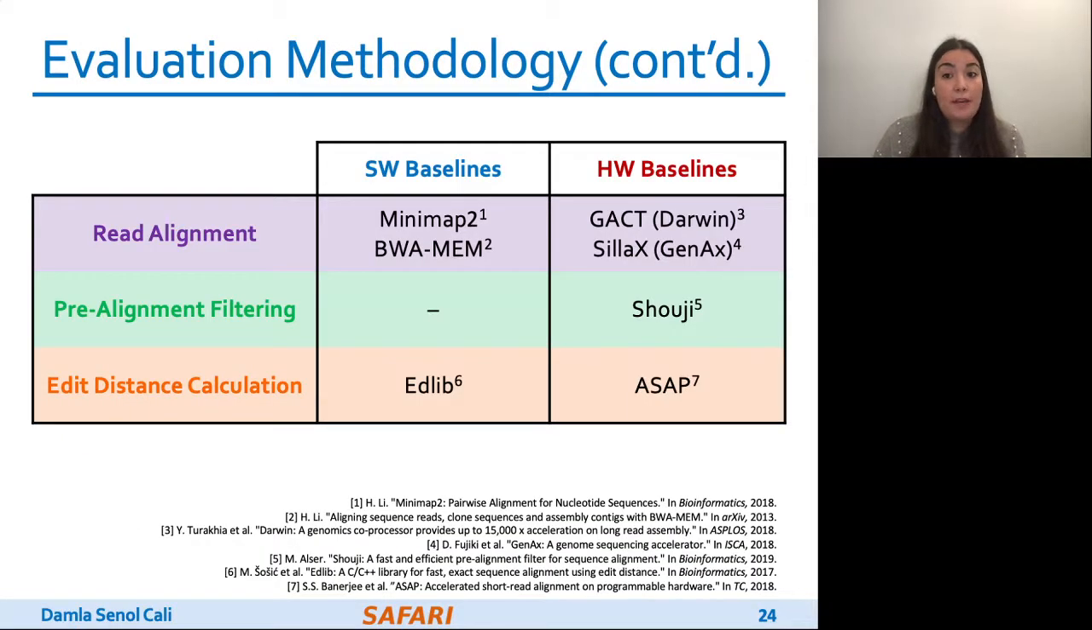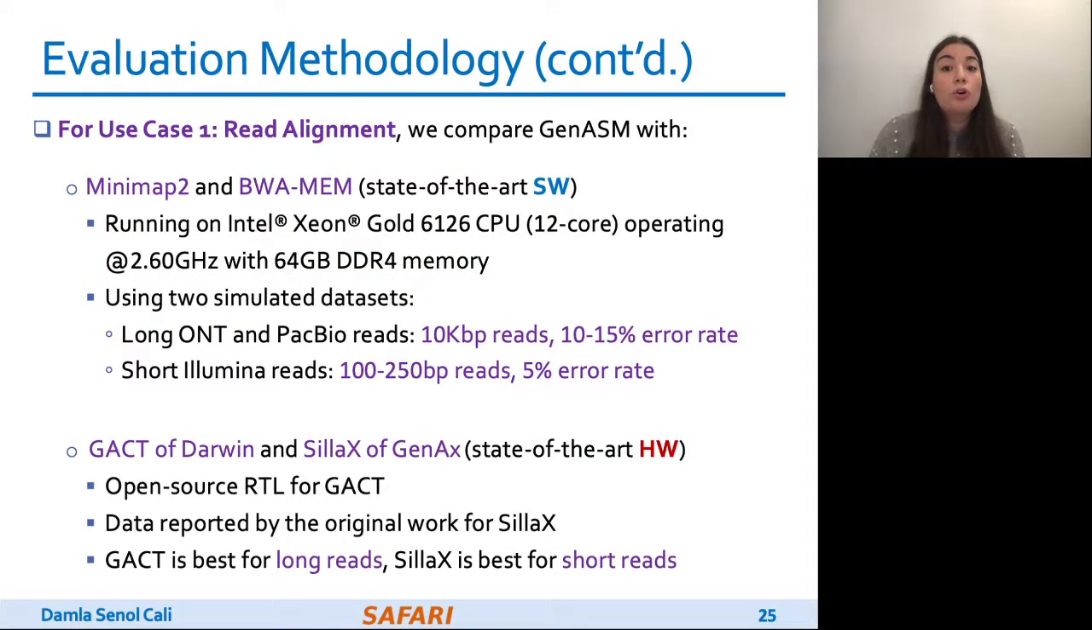For the use cases we evaluate, we compare GenASM with state-of-the-art software and hardware baselines. I won't go into details, but you can refer to our paper for more details of our evaluation methodology.